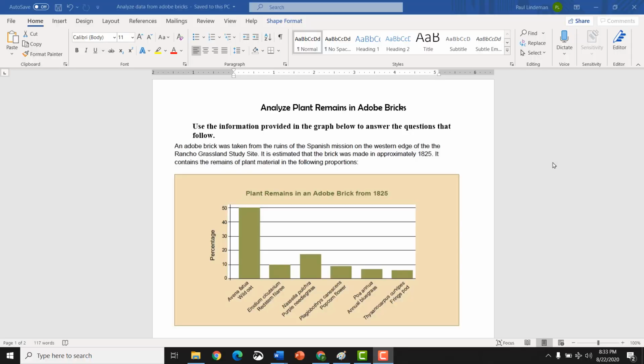Hello. In this activity, we are going to look at the remains of plants left in adobe bricks that were made in 1825. And we'll talk about this in a little bit more.